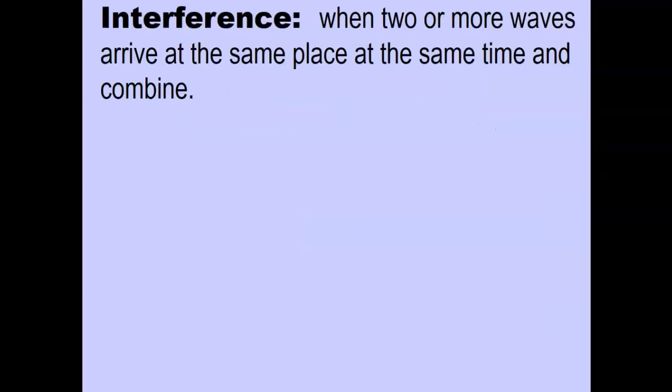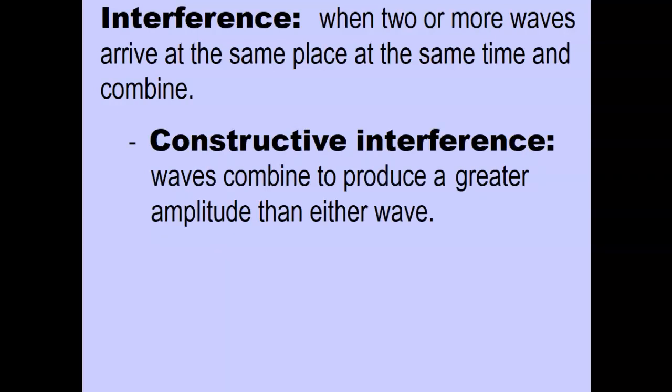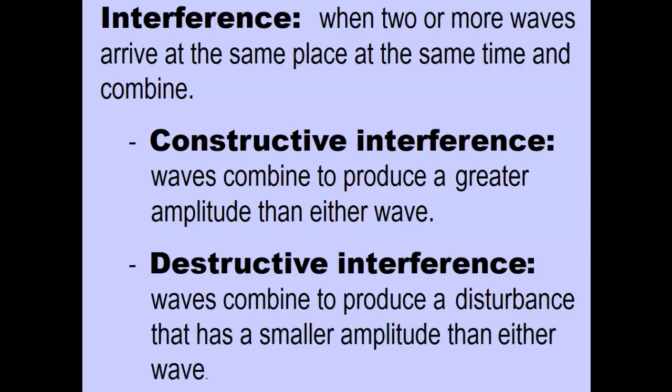Now let's move on to interference. So interference doesn't really have to do with the medium through which a wave is traveling. It just occurs when two or more waves arrive at the same place at the same time and combine. We have constructive interference, which produces a greater amplitude than either wave. And then we have destructive interference, where the waves combine to produce a smaller amplitude.